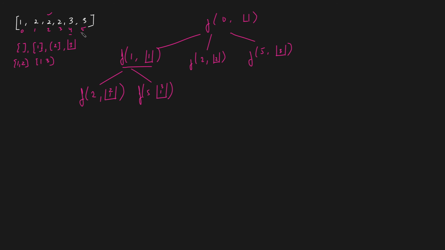Can you pick this index 5, 3? Obviously no, because you're trying to create a list of size 2. So if you decide to pick this 3 again, you're going to get this 1, 3 again. So there's no need to pick this up, right?